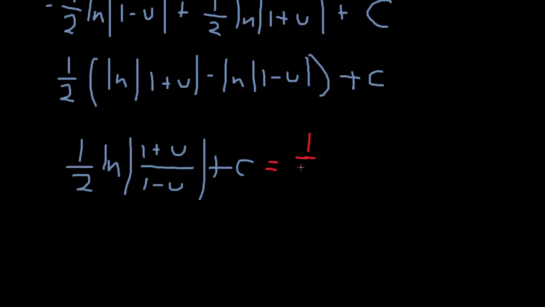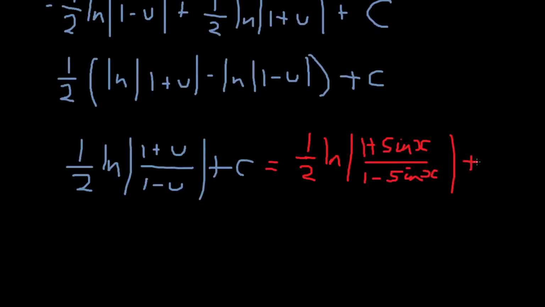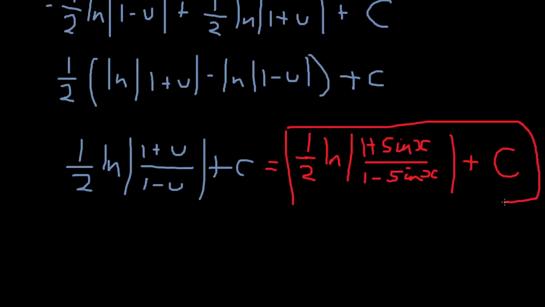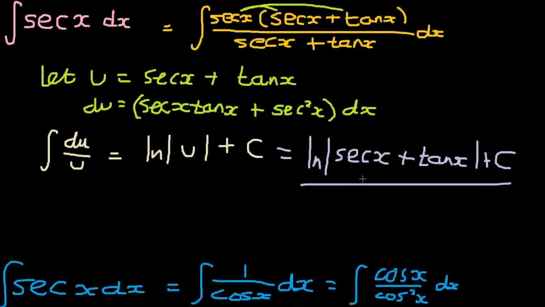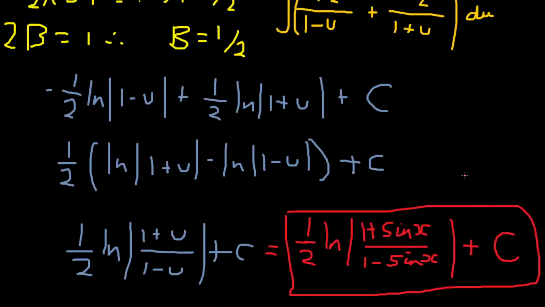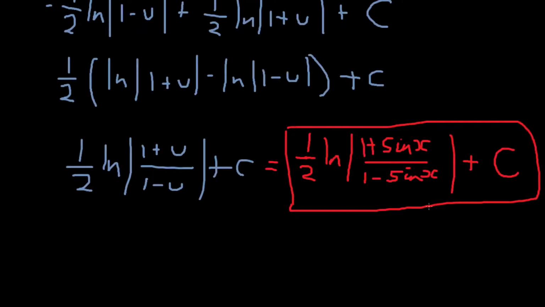1 half natural log of 1 plus sin x over 1 minus sin x plus the arbitrary constant c. And obviously this is in a much different form to the other answer here, but they are in fact equivalent. I'm not going to prove their equivalence now, but it's an exercise for you.